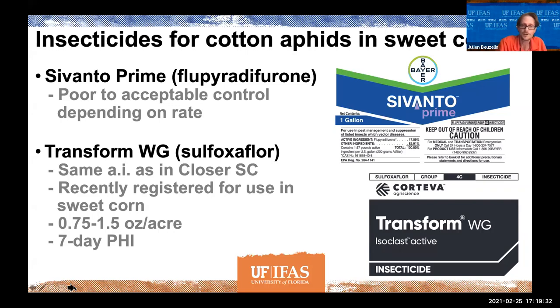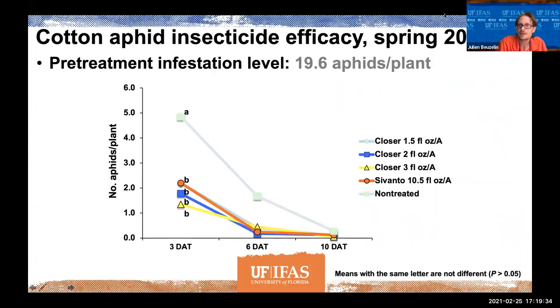So how does it work? Well, in spring 2018, I had the opportunity to look at Closer. We assumed that the efficacy would be the same. I was at a research station. On this chart, I'm reporting the total number of aphids on a plant, counted on the topmost leaf, flag leaf, and the ear, so that you have an idea of what we're counting. We initiated the test when we observed about 20 aphids per plant. Just to give you an idea, it was a relatively low infestation level.